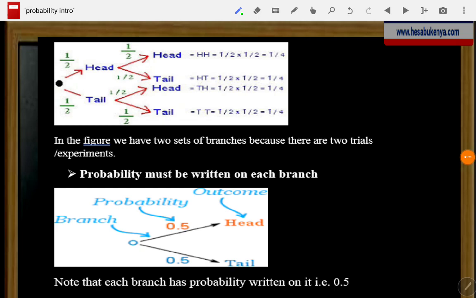The next hint is that each column represents a trial or experiment. So like in this pictorial, we have the first column. We also have another column here. So in the figure, we have two sets of branches because there are two trials or two experiments. Then probability must be written on each branch. For example, on this branch, we have the probability, which is 0.5. On this branch, 0.5. Again, on the first pictorial, the probability, which is a half, is written on each branch. Note that each branch has probability written on it.